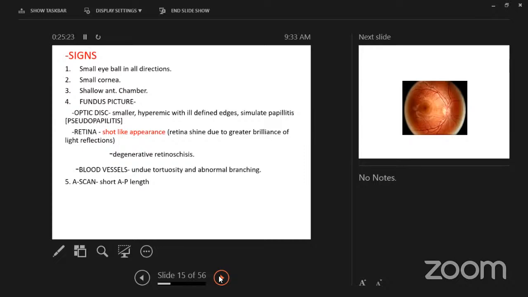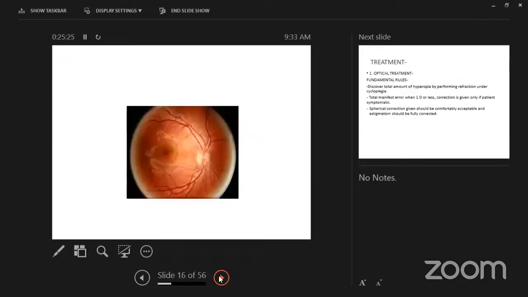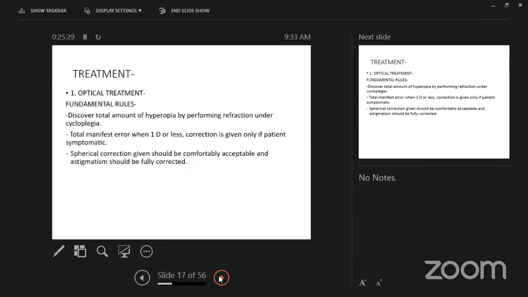A-scan shows the short AP length. And this is the shot-silk appearance of the retina.